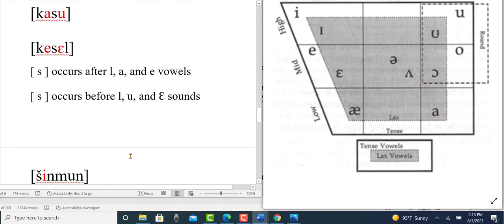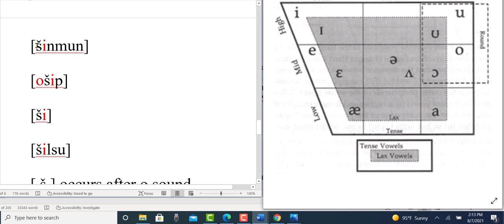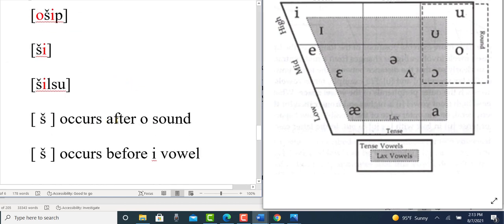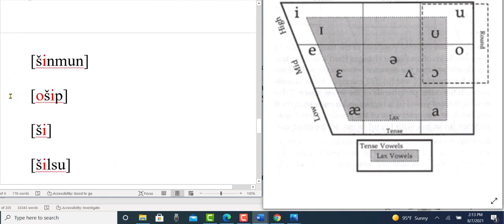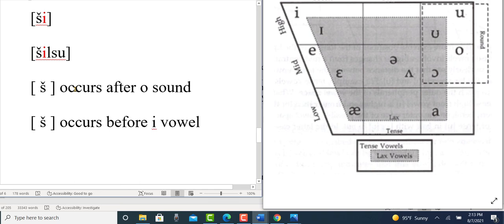Now let's take a look at the SH sound. I think that there's something here. So we have the SH. Let's look at what it occurs after. There's only one example where there's a sound before the SH. So it looks like it occurs after the O, but that's it. That's all we can say. So I put the SH that occurs after an O sound.